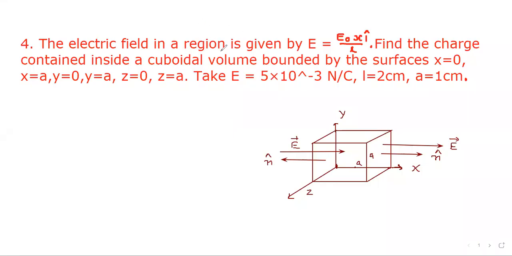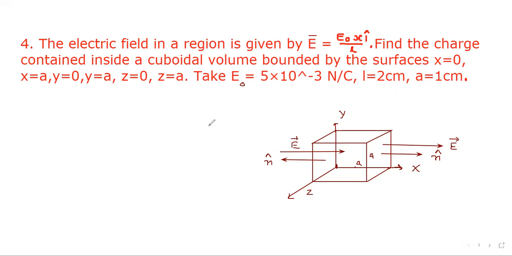The electric field in a region is given by E equal to E0 x î divided by L. Find the charge contained inside a cuboidal volume bounded by the surfaces x equal to 0, x equal to a, y equal to 0, y equal to a, z equal to 0, z equal to a. Take E0 equal to 5 into 10 to the power minus 3 Newton per Coulomb, L equal to 2 centimeter and a equal to 1 centimeter.